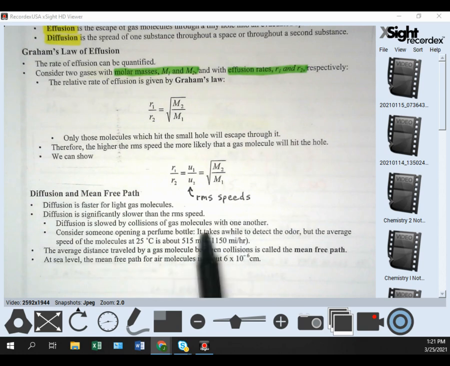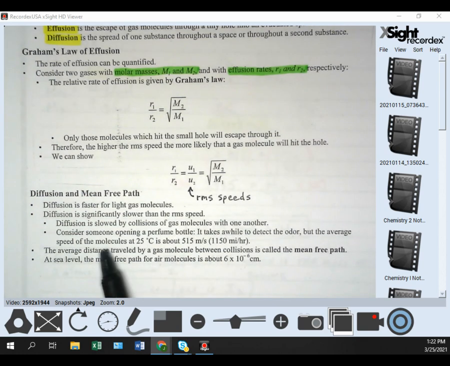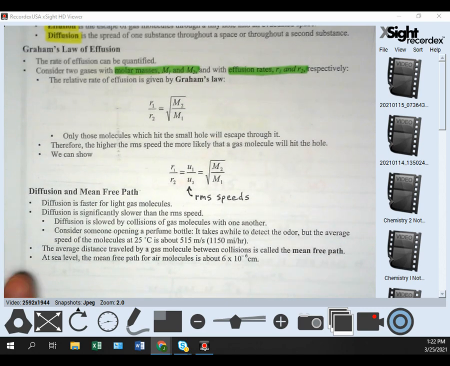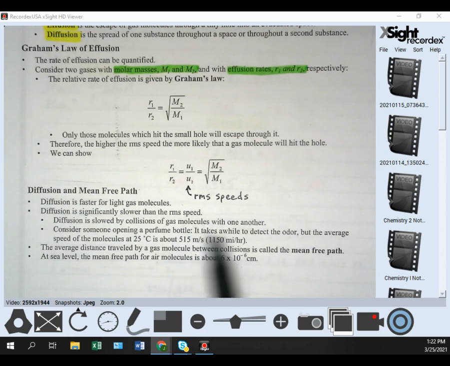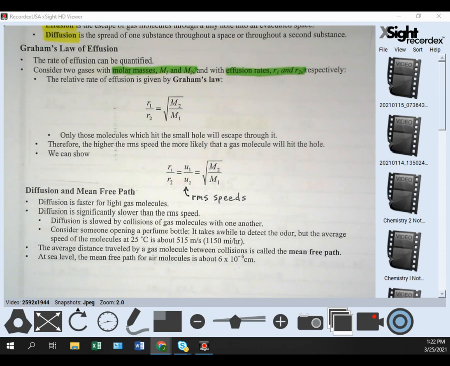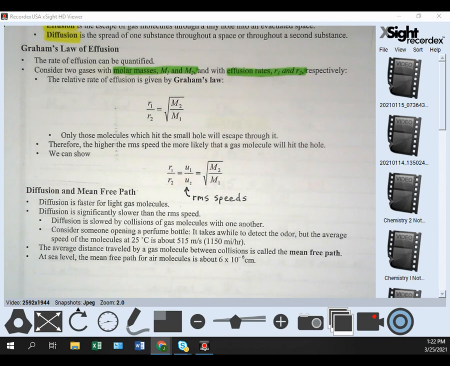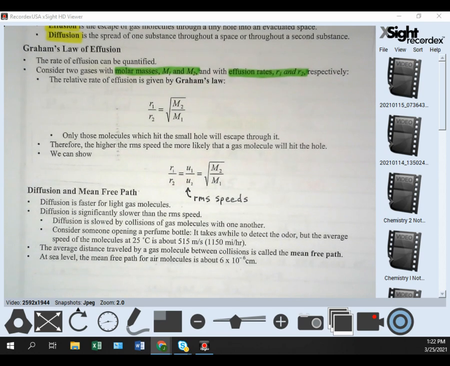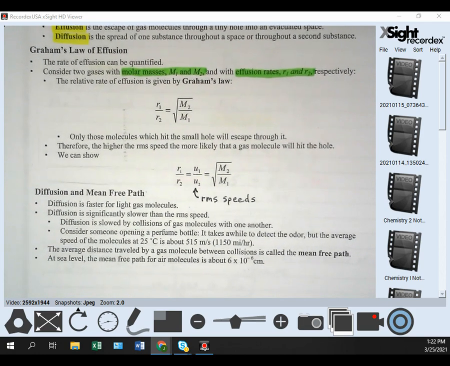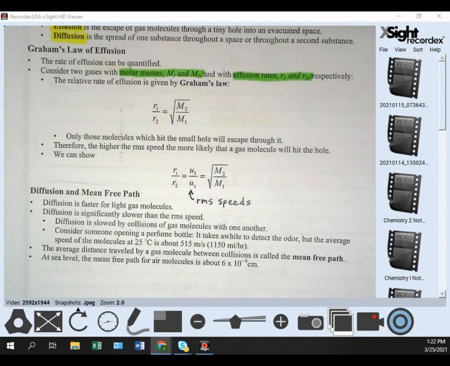Like the actual example that I used, it says it takes a while to detect the odor, but the average speed of the molecules at 25 degrees Celsius, which is basically room temperature, is about 1,150 miles per hour. So why don't you smell it immediately, as soon as it's released? Well, the little chemical gas molecules that you smell are bouncing off of stuff constantly, right? So it's not a straight line. It's not like shooting straight down the hallway. They'll travel in a straight line, but they're going to hit other molecules and bounce and deflect back and then hit off the walls.